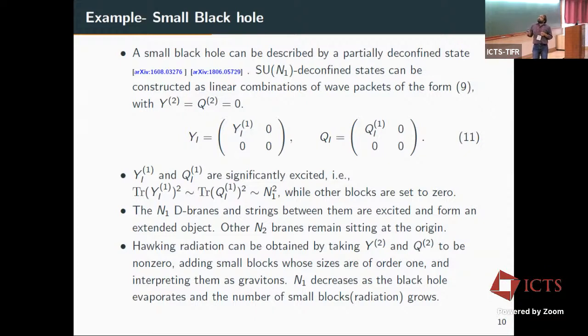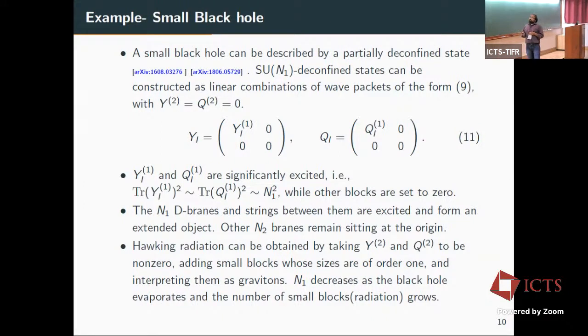So we essentially consider a wave packet centered around Y as such, where we have one block here, Y1 and Q1, which is N1 cross N1, which corresponds to N1 excited D0 branes and strings connecting them. There are N2 D0 branes, which correspond to just branes sitting at the origin in a non-excited state. To define a small black hole, N2, the confined sector, has to be very much greater than N1, and the blocks have to have enough amount of energy, as described in the paper by Horowitz and Martinec.